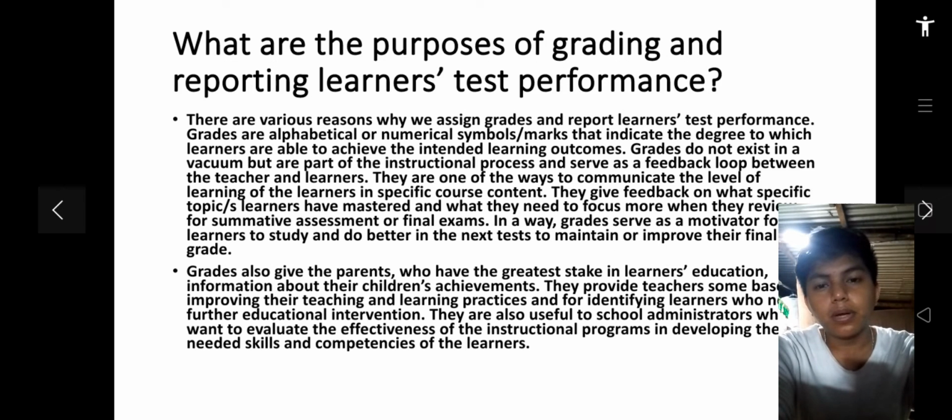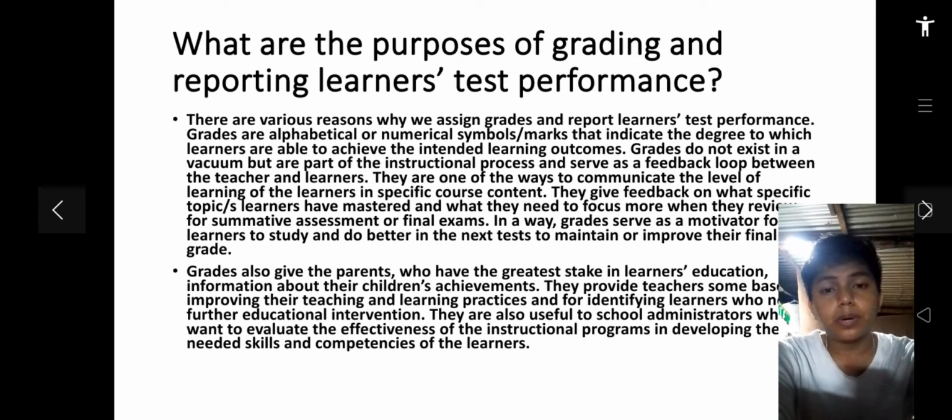Now then, what are the purposes of grading and reporting learners' test performance? So, we grade students and share their test results for a number of reasons. Grades are alphanumeric or numeric symbols or marks that represent how well the students are achieving the desired learning outcome.